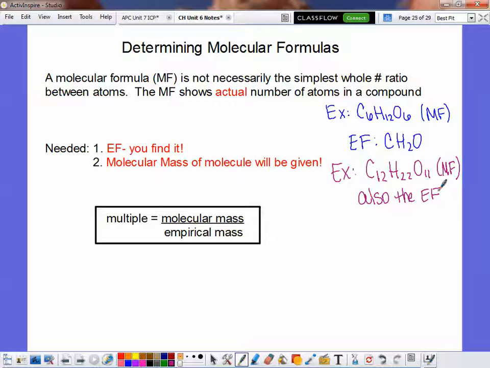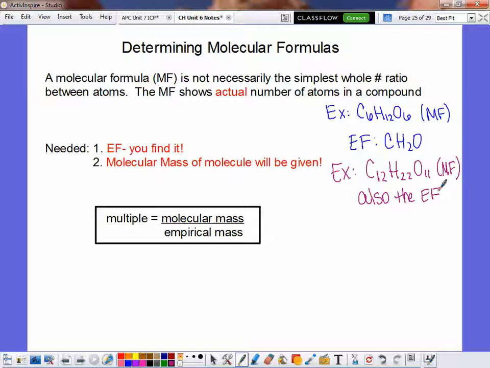Okay? So it is possible for something to be its own empirical formula, but it's also possible for it not to be, like we saw with glucose. All right? So basically, if you can reduce the formula down, it's not the empirical formula. If you can't, it is the empirical formula.